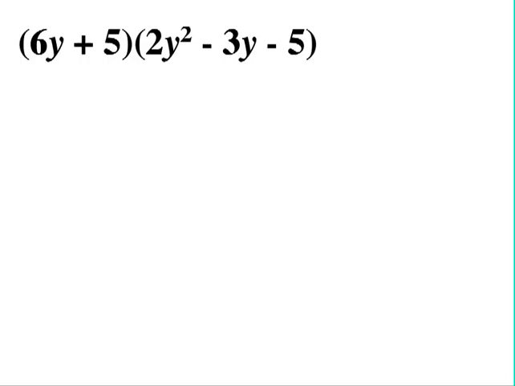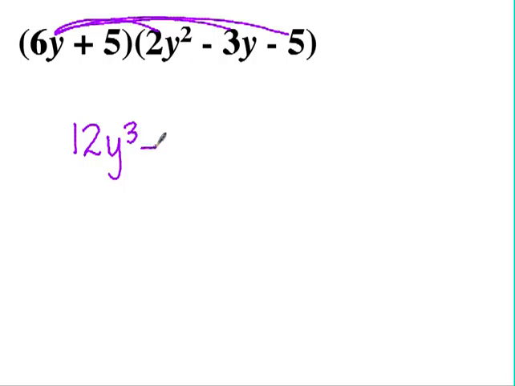So this is what you're going to do. You're going to start with the 6y, and you're going to distribute it here, here, and here. So I'm going to take 6y times 2y squared. What's 6 times 2? 12. And then y times y squared is y cubed. Now 6y times negative 3y: 6 times negative 3 is negative 18, y times y is y squared. Next, 6y times negative 5 is negative 30y.